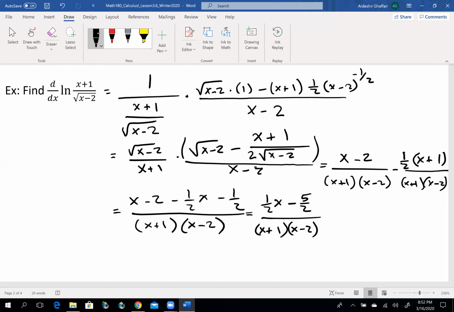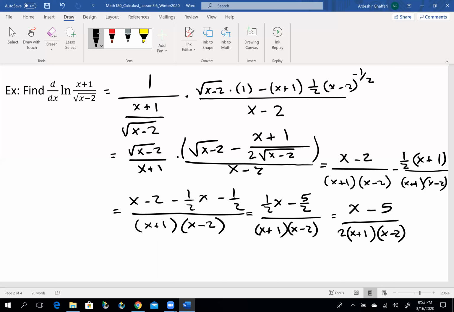And then finally, if I multiply both numerator and denominator by 2, 2 times 1/2 x is going to be just x minus, and 2 times 5 over 2, 2 and 2 cancel out, what's remaining is just 5 over, and then 2 times x plus 1 times x minus 2 is going to be just 2 times x plus 1 times x minus 2.